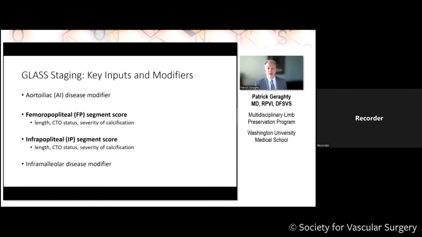The GLASS staging includes several key inputs and modifiers. There is an inflow aortoiliac disease modifier, which is a simple two-stage modifier. For tonight's presentation, we will consider that the patient has no aortoiliac disease. The two main components of the GLASS are the femoropopliteal segment score and infrapopliteal segment score, and both of these are modified by disease length, CTO status, and severity of calcification. Finally, there's an inframalleolar disease modifier.